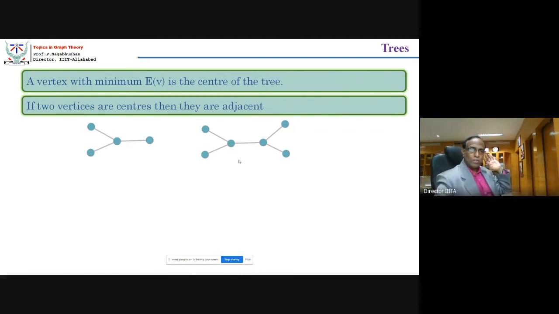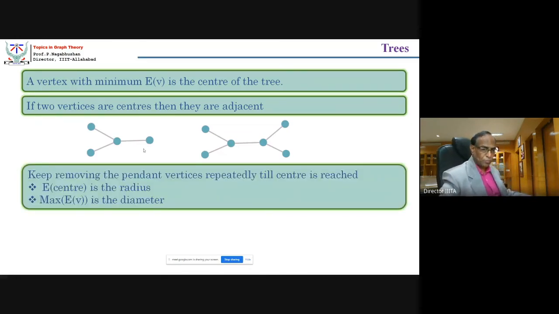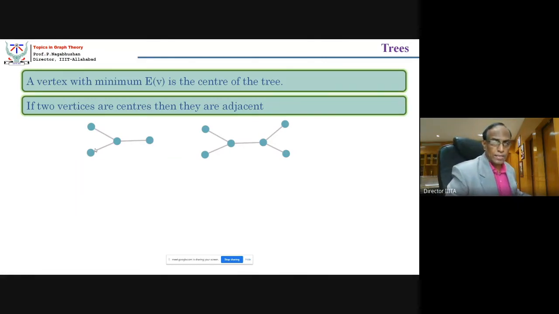The moment I introduce the idea of the center, surely the idea of the center gives a picture of a circular representation of the tree. All right. And the radius of the tree is the eccentricity of the center. Is it all right? What is the diameter of the tree? The largest eccentricity present in the tree is the diameter of the tree. Okay. So it gives you a way to picturize it as a circle or as a graphics representation. Okay. All right.